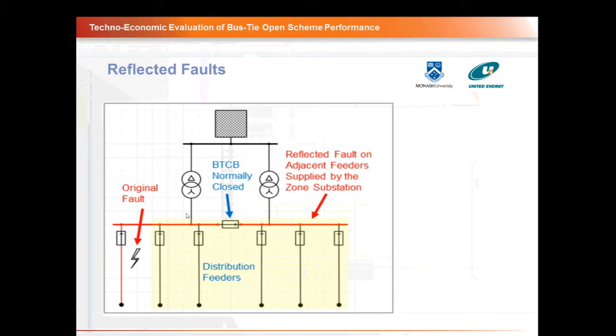This is without the bus tie open scheme. Without the bus tie open scheme, this bus tie circuit breaker is closed. When the fault occurs on this feeder, it propagates to all other feeders on this bus and also all the other feeders on the other bus. That is why this fault is called a reflected fault, because it is reflected onto the other feeders and the other buses of the zone substation.